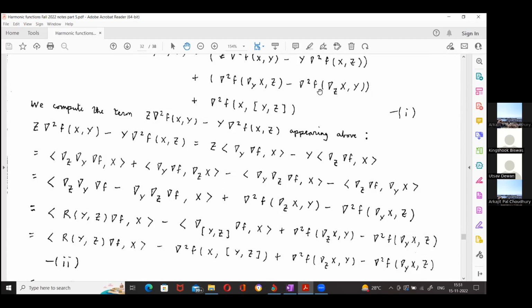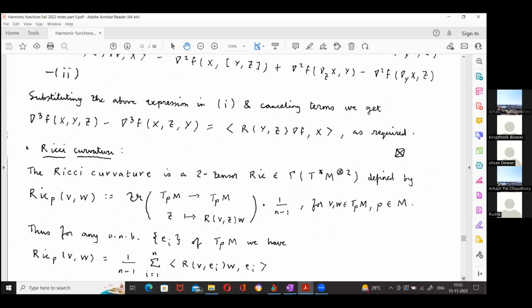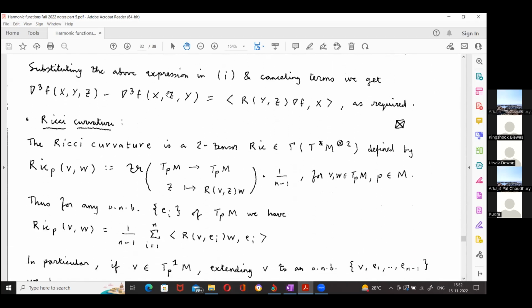You see? Over here, I've got a minus nabla squared f, nabla z x y. Here, I've got a plus nabla squared f, nabla z x y. So this cancels with this. And here, I've got a plus nabla squared f, nabla y x, comma z. Here, I've got a minus nabla squared f, nabla y x, comma z. So they cancel. Is that clear? So everything cancels. All that remains is the curvature term. So that proves the formula.